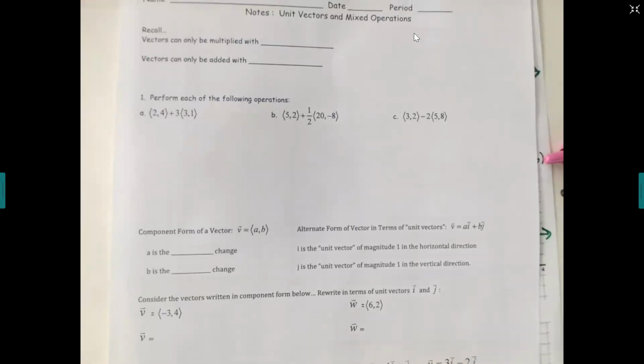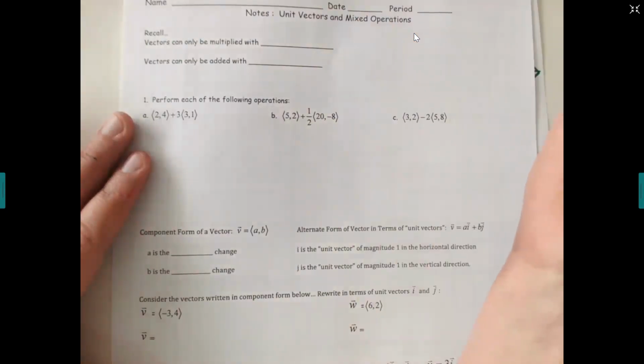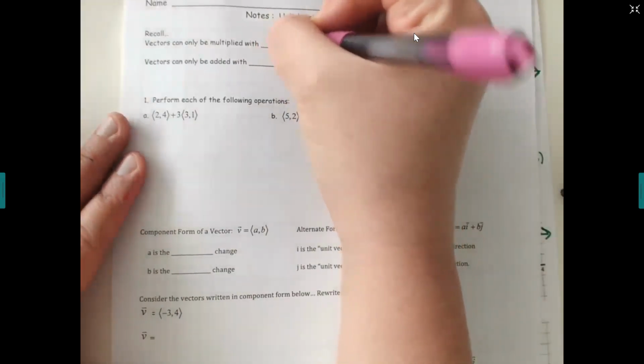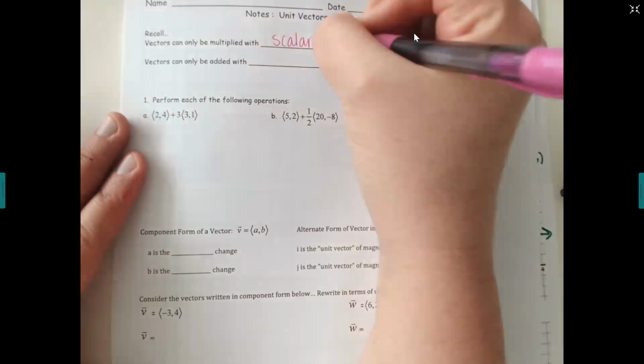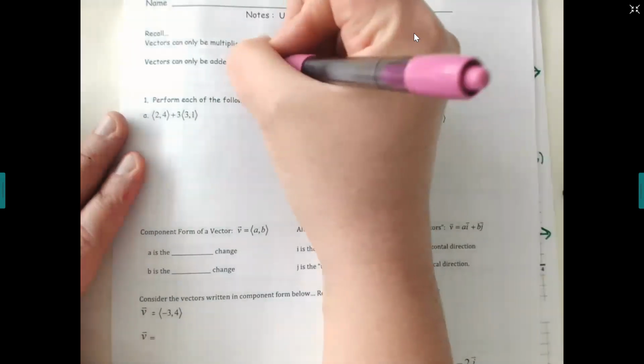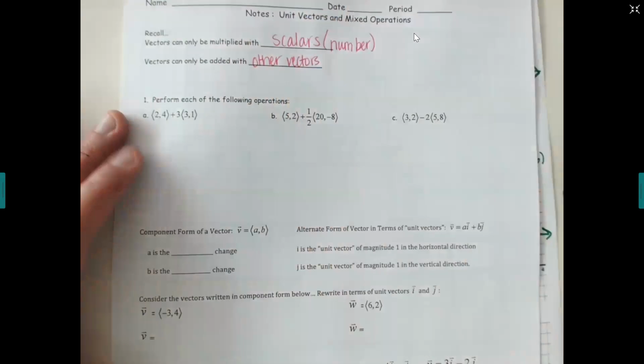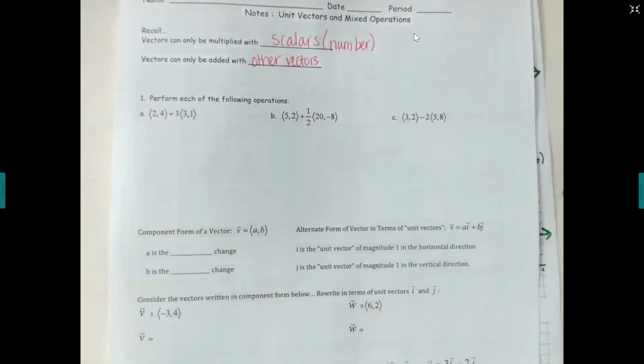So take a look at the top. Vectors can only be multiplied with, what do I call a number in the front if it's vectors? It starts with the S. Scalar. They can only multiply with scalars, which remember, that's just a regular number. But then you can only add vectors with other vectors. So they can be multiplied with numbers, but added only with other vectors.